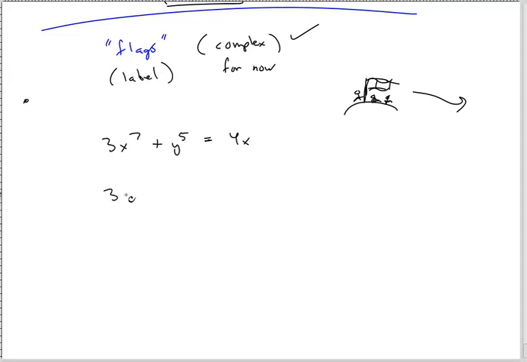So here we go. 3x to the 7th. The 7 comes down, so we get 21x to the 6 dx. That's my flag. I said, hey, I took a derivative with x. Same thing here. 5 comes down: 5y to the 4th dy. Hey, I took a derivative with y. Just want to tell you, here's my little flag. They don't really do anything. They're just sitting there. And then, what's the derivative of 4x? Well, it's 4 dx. Again, I just want to remind you, I took a derivative with x. It doesn't really do anything right now. It just sits there, but it's reminding us that we took those derivatives.